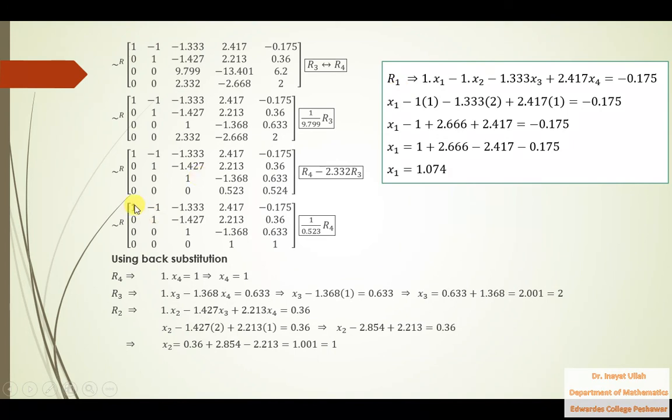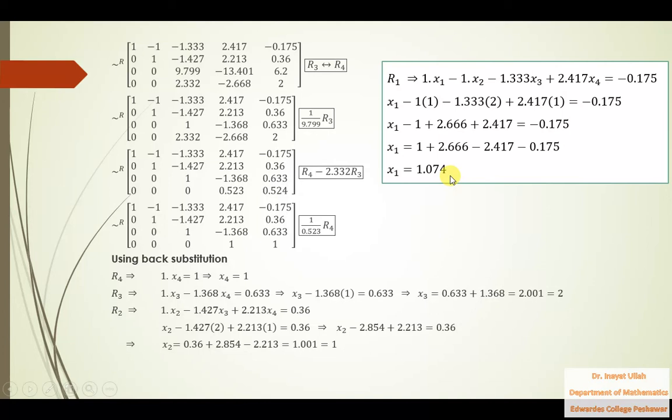And row number 1 implies, this is the coefficient of x1. So 1 into x1 minus 1 into x2 minus 1.333 into x3 plus 2.417 into x4 is equal to minus 0.175. Now putting the values of x2 obtained before, the value of x2 is 1, the value of x3 is 2, and the value of x4 is 1. So now calculating this equation for x1 to get x1 is equal to 1.074.